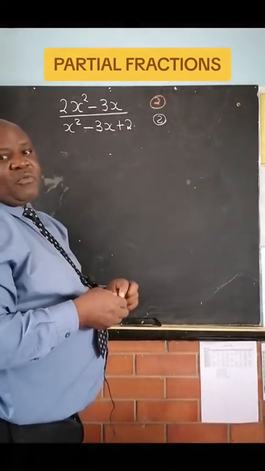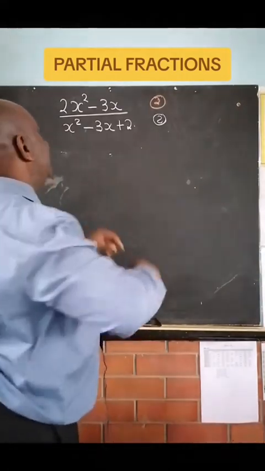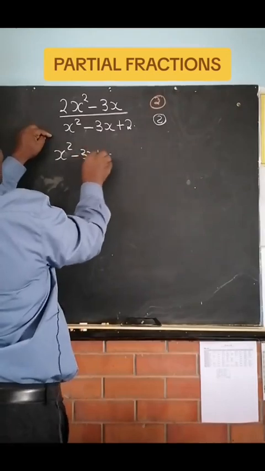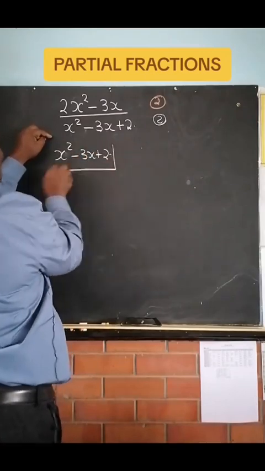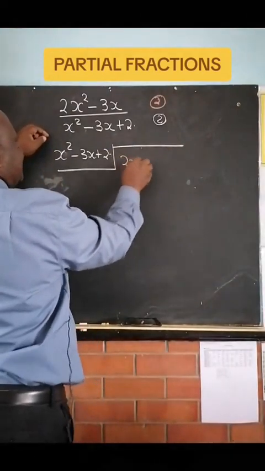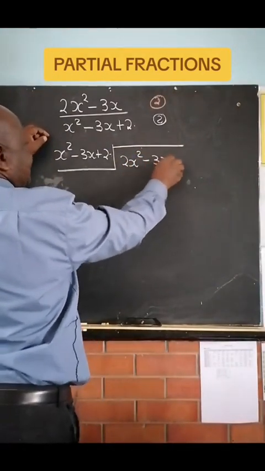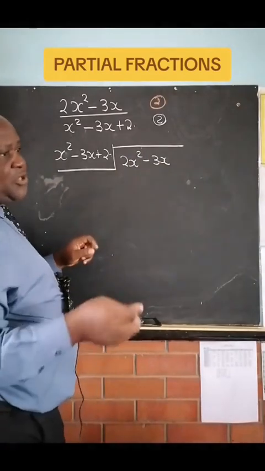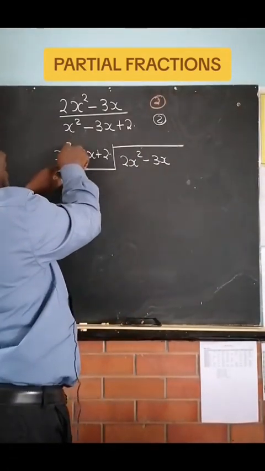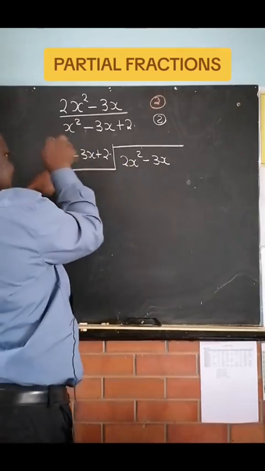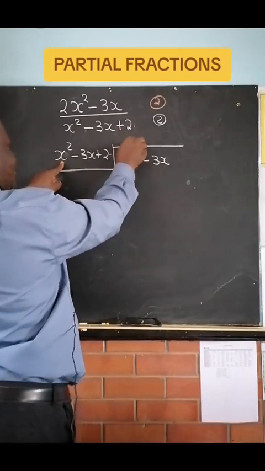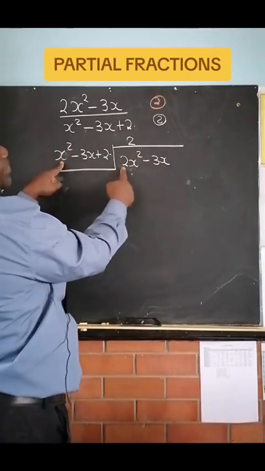We perform what we call long division. Let's divide x squared minus 3x plus 2 into 2x squared minus 3x. When we divide like that using long division, we divide this term x squared into 2x squared, just the first term into the first term. That gives us 2, because that x squared will go leaving us with 2 here.